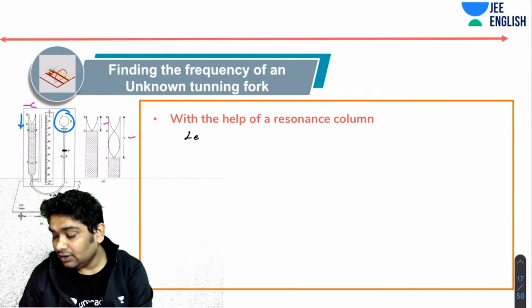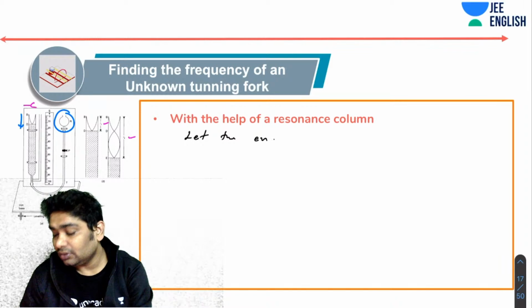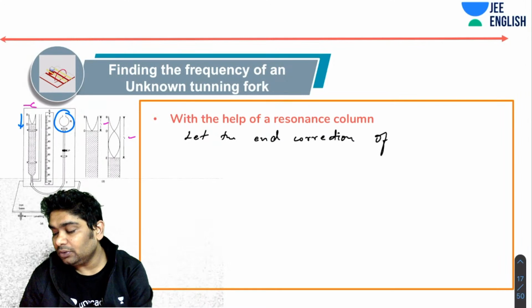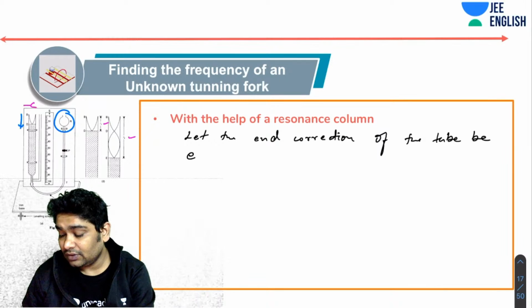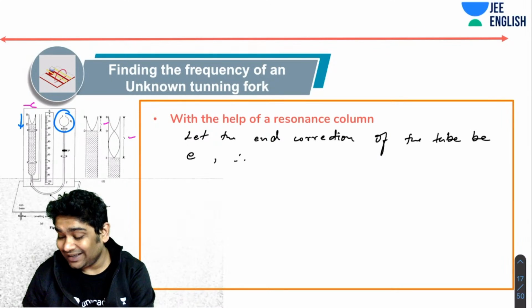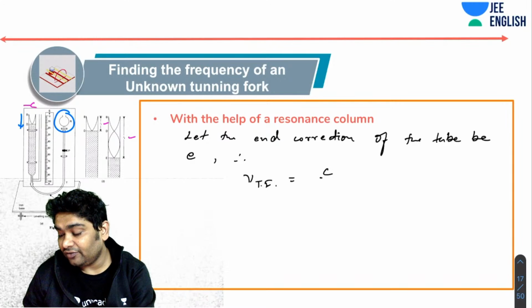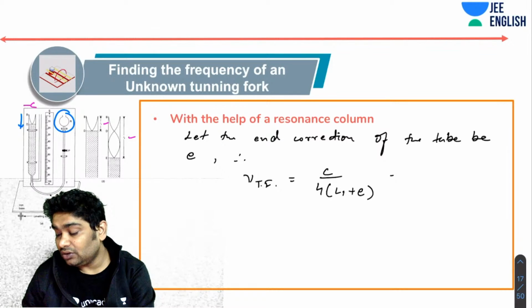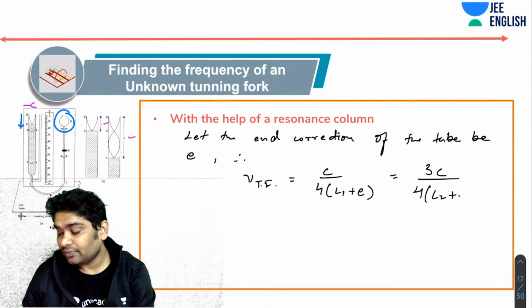Let the end correction of the tube be E. Therefore, what I can say is that nu of tuning fork would be equal to C over 4 times (L1 plus E), which would also be equal to 3C over 4 times (L2 plus E). Okay.